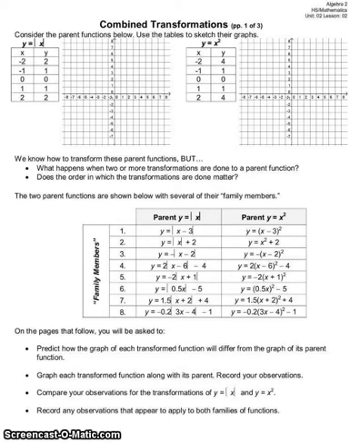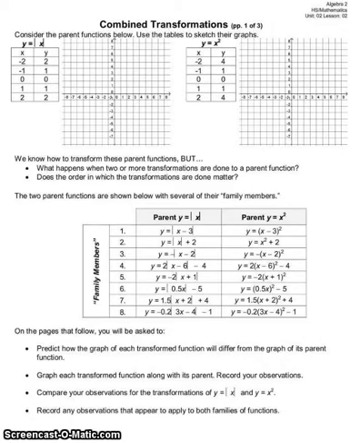So on the pages that follow, you're going to be asked to do a few things. Number one, predict how the graph of each transformed function will differ from the graph of its parent function. Number two, we're going to graph each transformed function along with its parent, and we're going to record the observation. Number three, we're going to compare the observations for the transformations of y equals absolute value of x and y equals x squared. And then lastly, we're going to record any observations that appear to apply to both families of functions.